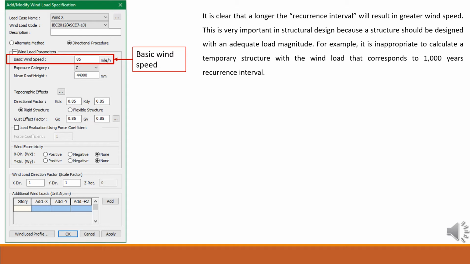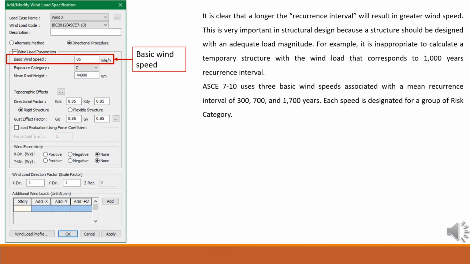This is very important in structural design because a structure should be designed with an adequate load magnitude. For example, it is inappropriate to calculate a temporary structure with the wind load that corresponds to a 1000 years recurrence interval. ASCE 7-10 uses 3 basic wind speeds associated with a mean recurrence interval of 300, 700, and 1700 years. Each speed is designated for a group of risk categories.